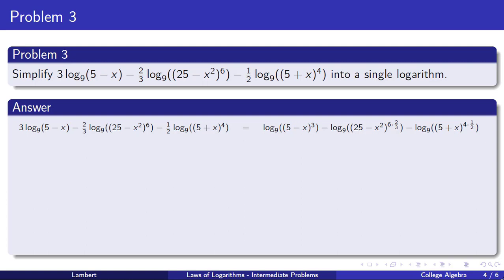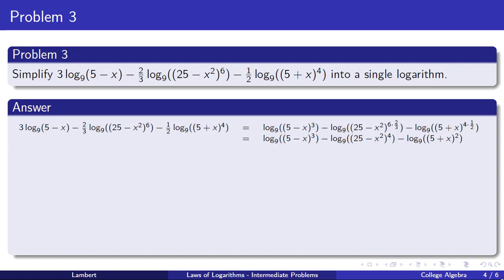And then we subtract off that log base 9, we bring that 1/2 up into the exponent, you get the quantity 5 plus x to the 4 times 1/2. And doing a little simplifying with those last two exponents, you have 6 times 2/3 is 4, and 4 times 1/2 is 2. So we can write that in a little bit simpler format.